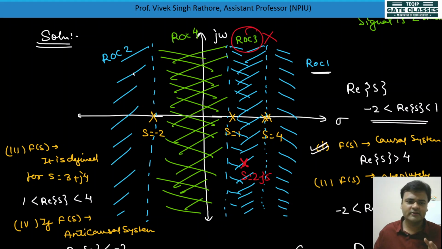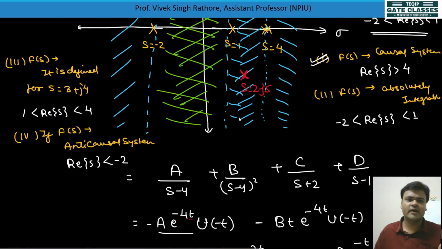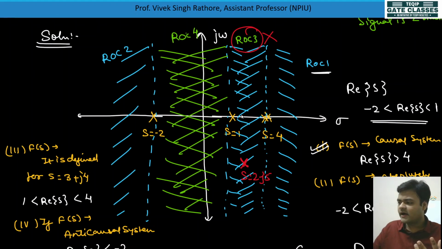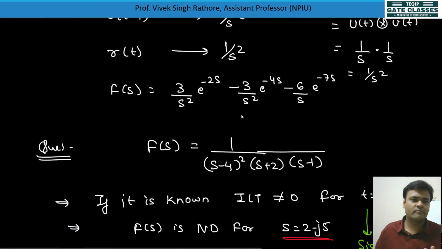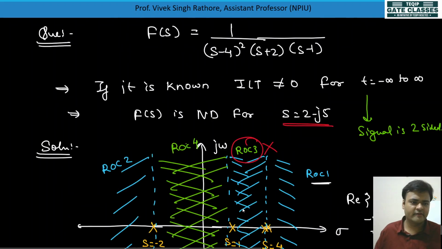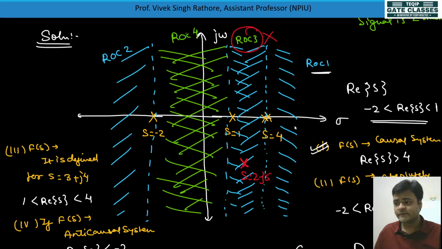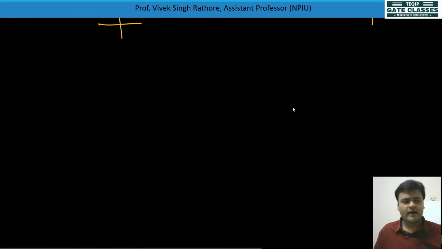When nothing is given, you need to assume that all systems are causal only, so all responses are causal, and you need to take ROC number 1. So this is the brief analysis of what we were seeing from the inverse Laplace transform and this ROC method. Questions can be asked like this.